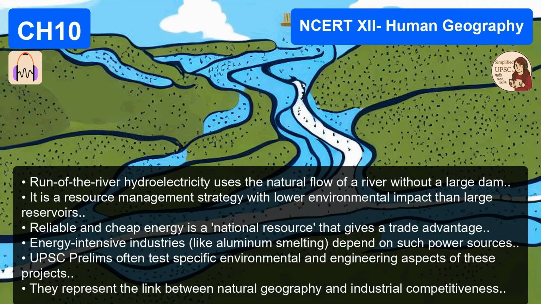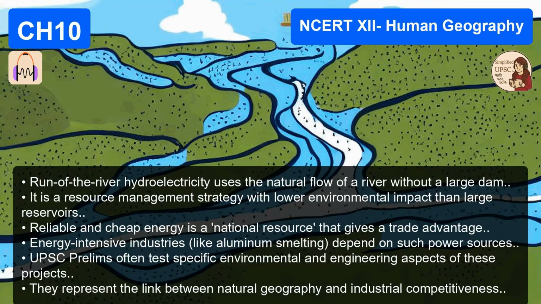Yes, a run-of-river project is a type of hydroelectric generation that doesn't involve building a large dam and reservoir. It uses the natural flow and elevation drop of a river. It's a resource management strategy with different environmental impacts than large dams. So why link it to a discussion on trade? Because energy is a fundamental input for all manufacturing and modern life. If you want to export manufactured goods, you need cheap, reliable power. How you manage your hydro resources, your national resources, effectively gives you a comparative advantage in energy-intensive industries.